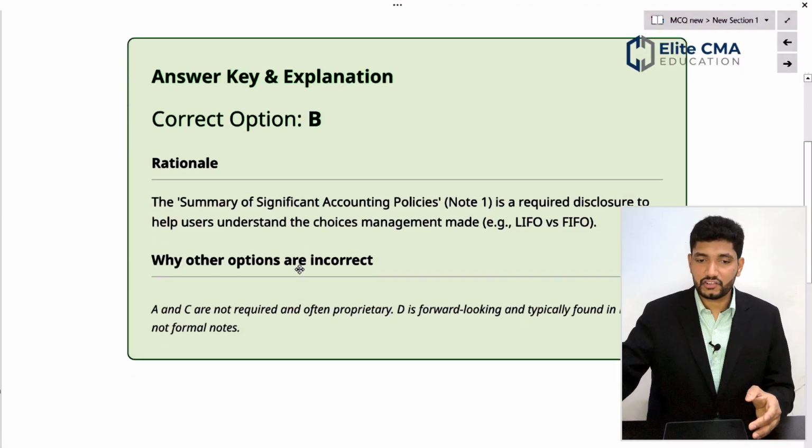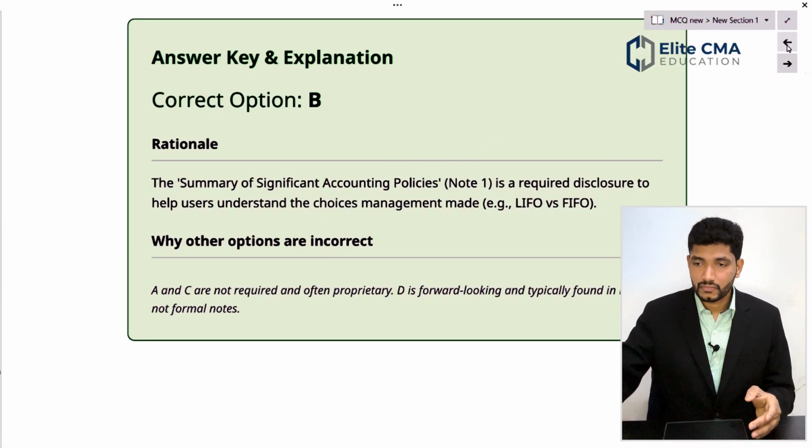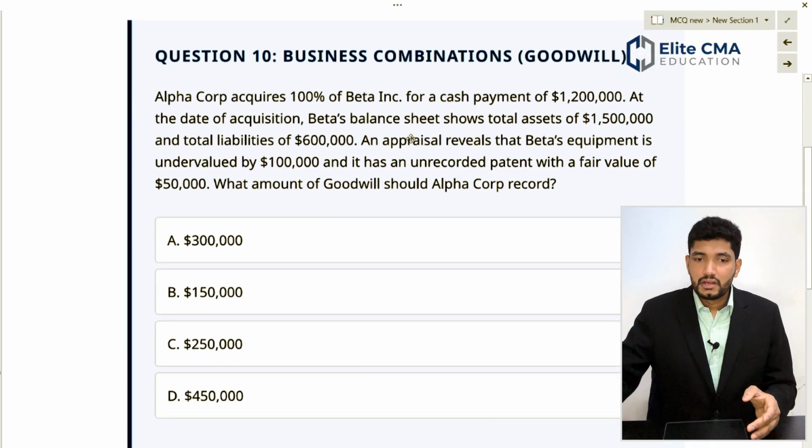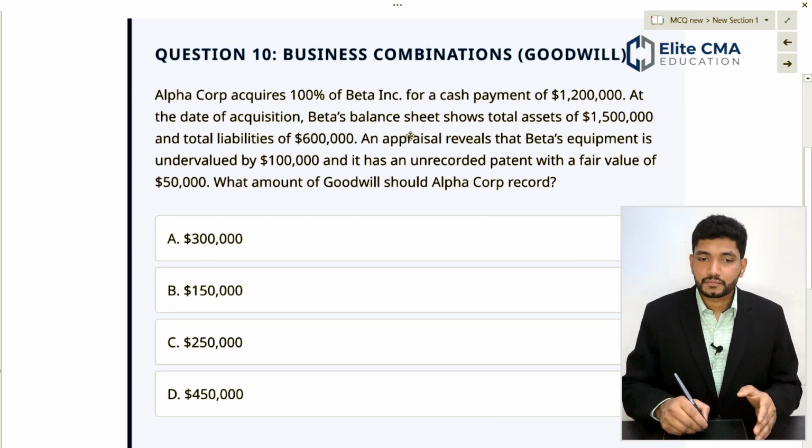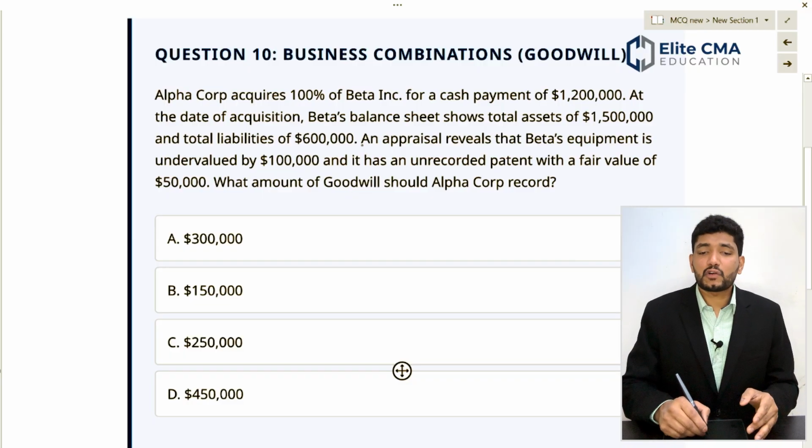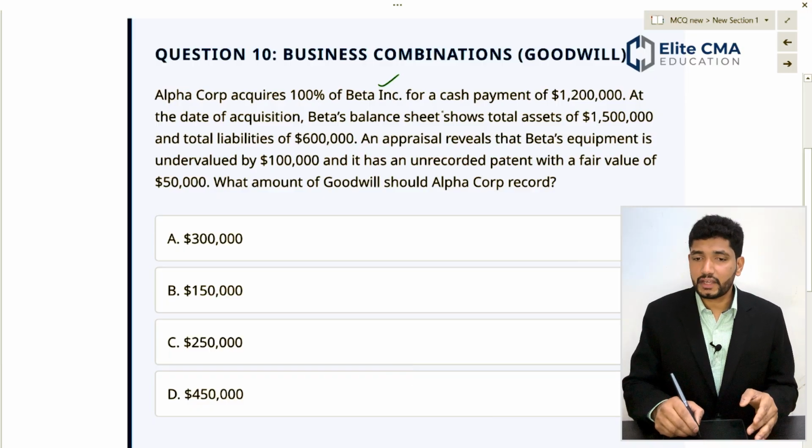You can see the explanation here. Let's move into question number 10. Alpha Corp acquires 100% of Beta Incorporation for a cash payment of 1.2 million.